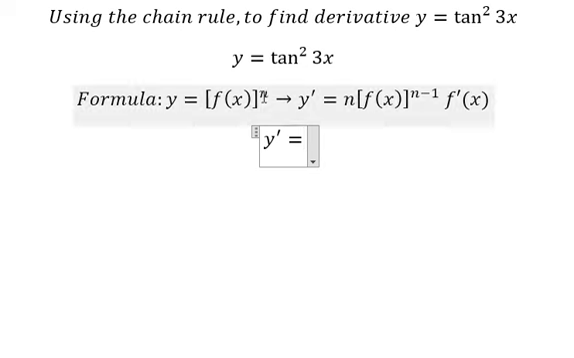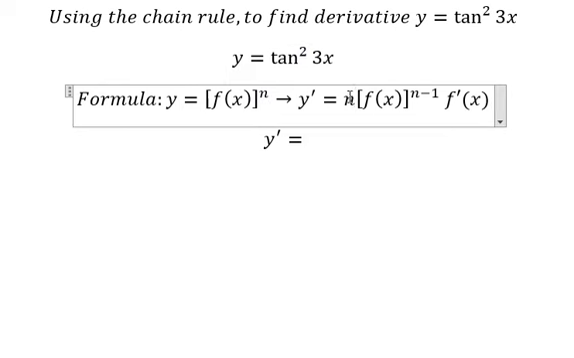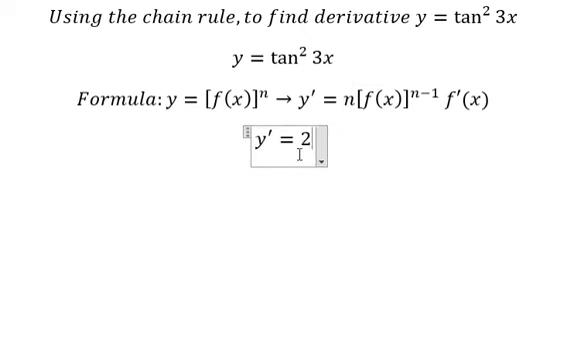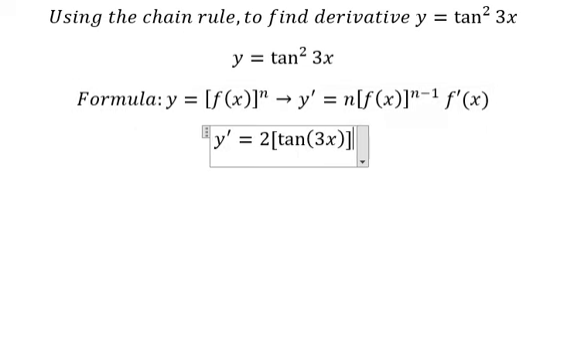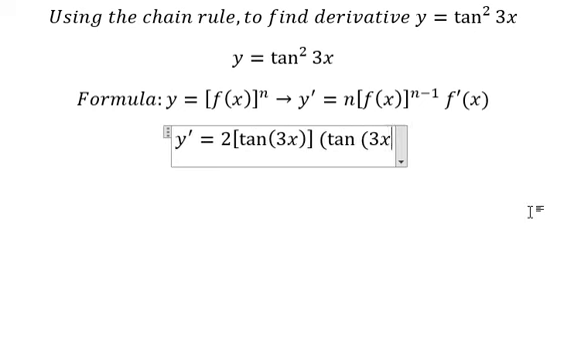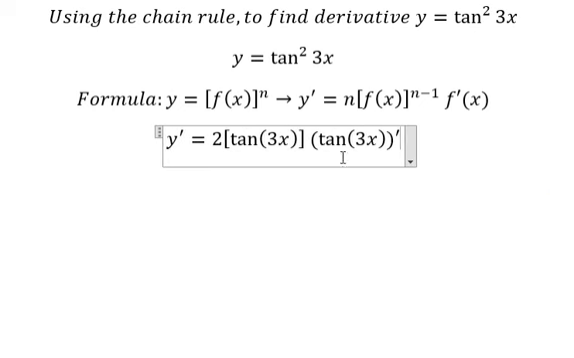So we have n that is about number 2. So we put number 2 in here. And we have number 2 minus number 1. So we have number 1 in here. Later that we need to do first the derivative of tan 3x.